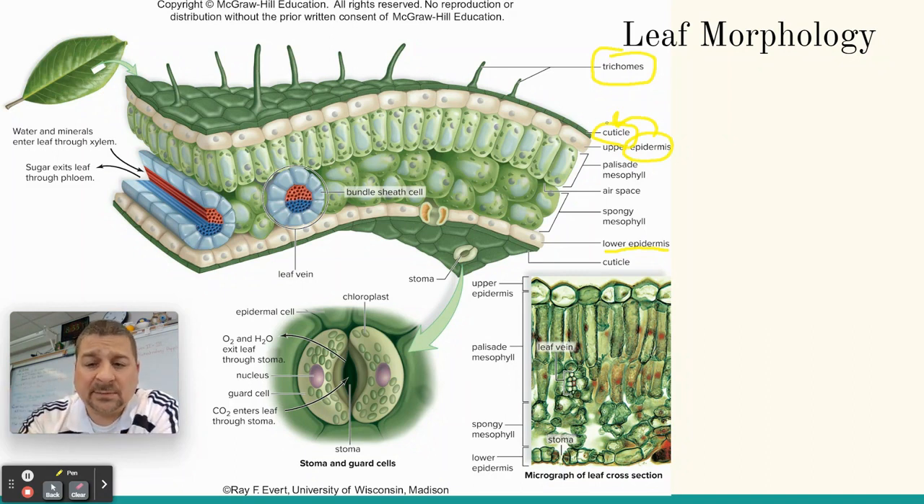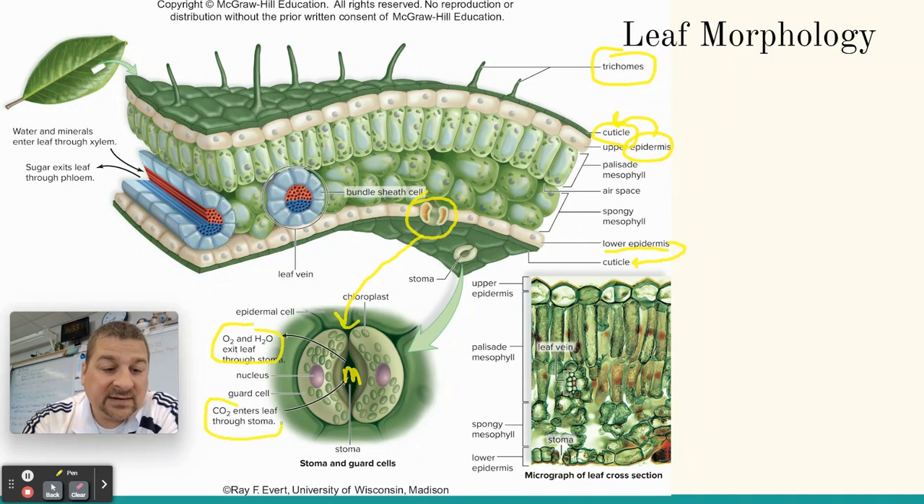The lower epidermis does have a cuticle, but it also has these openings right here called stomata. A stoma is an opening in the leaf where water and oxygen can leave, and CO2 enters. The water will leave as water vapor. It gets hot, and it evaporates out of the leaf.